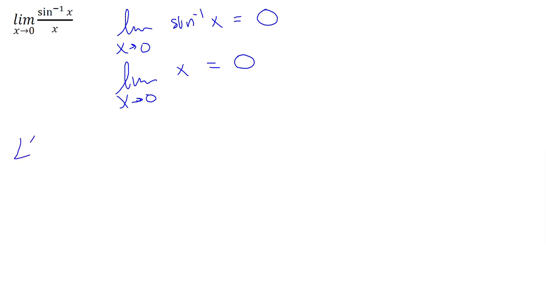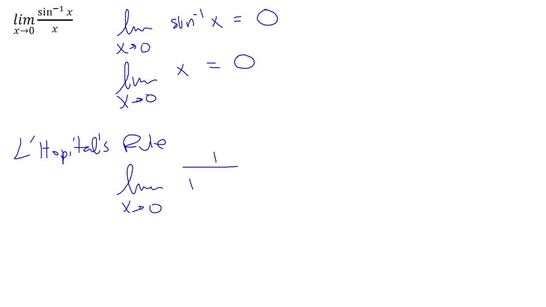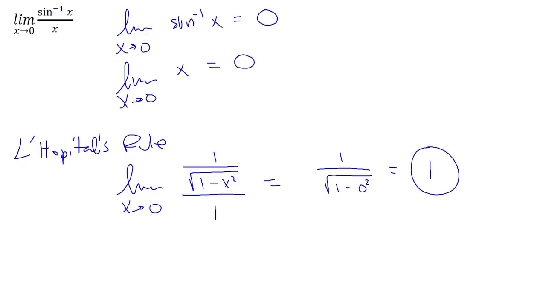So we can rewrite this using L'Hopital's rule by taking the derivative of the top and the derivative of the bottom. This becomes the limit as x approaches 0 of the derivative of inverse sine, which is 1 over root 1 minus x squared, all over the derivative of x, which is just 1. We can now evaluate. This is 1 over root 1 minus 0 squared, all over 1, which just comes out to be 1 over 1, or 1.